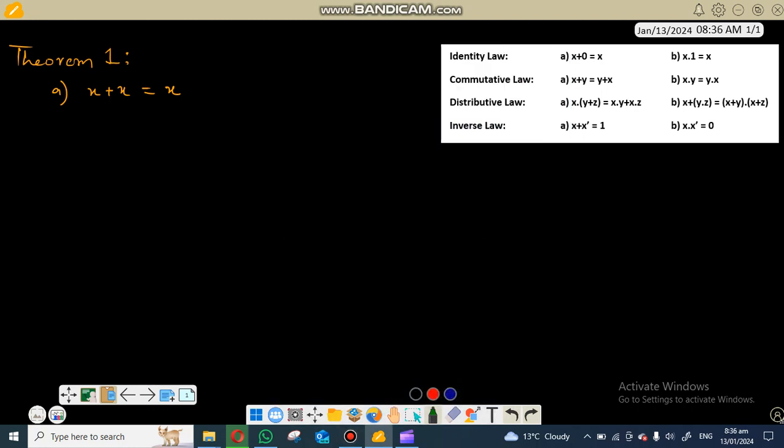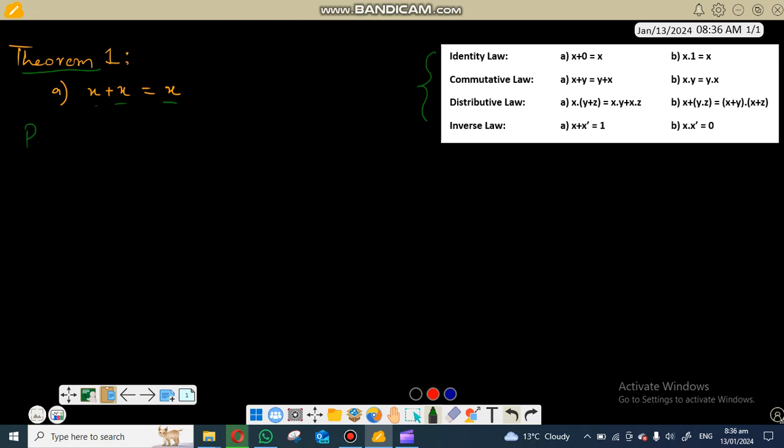Hello there. In this class we are going to be discussing our first theorem, which is x plus x equals x. So we are going to prove this theorem by using the rules that we have already discussed. These are the postulates or the axioms that we have discussed, which were presented by Huntington. So this first theorem can be proved by all of these laws. We will keep using them and mentioning them throughout the proof.